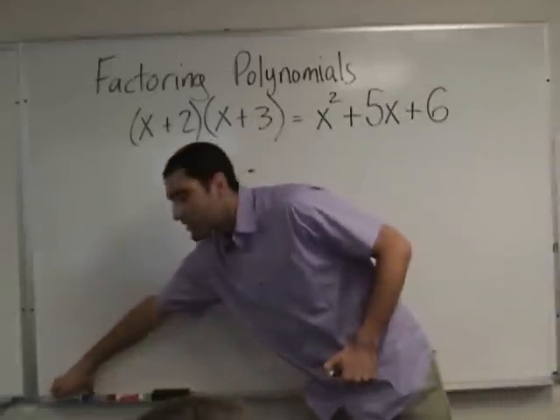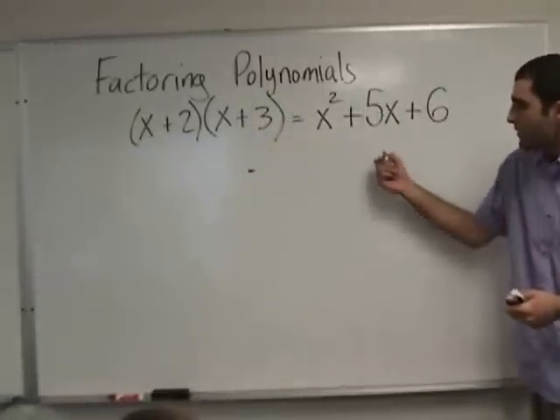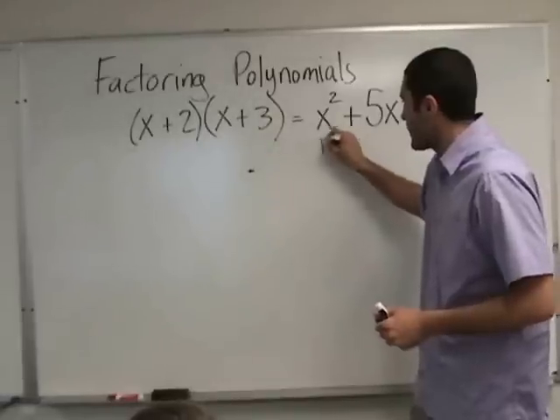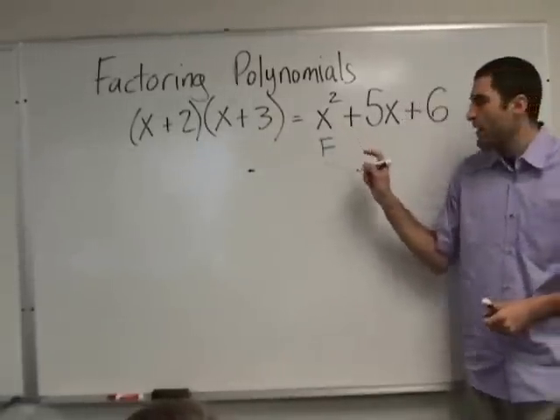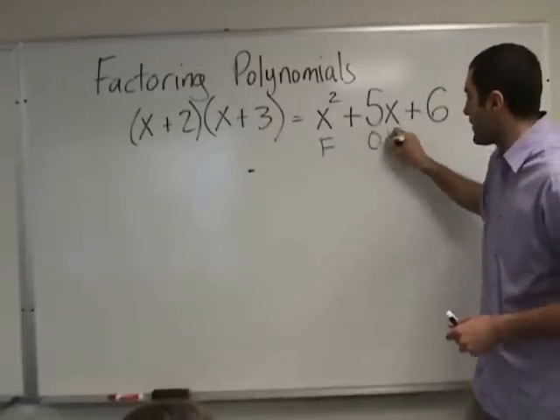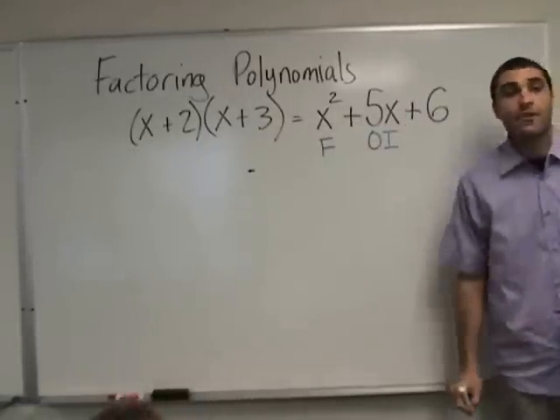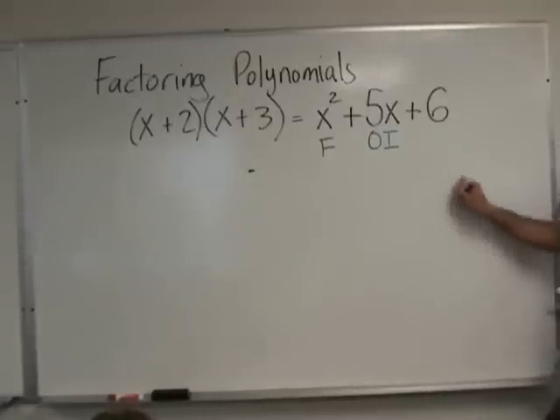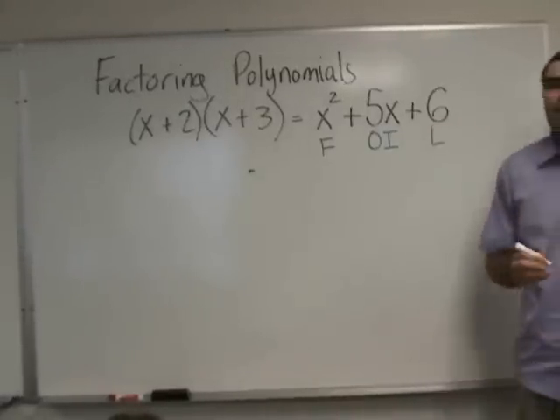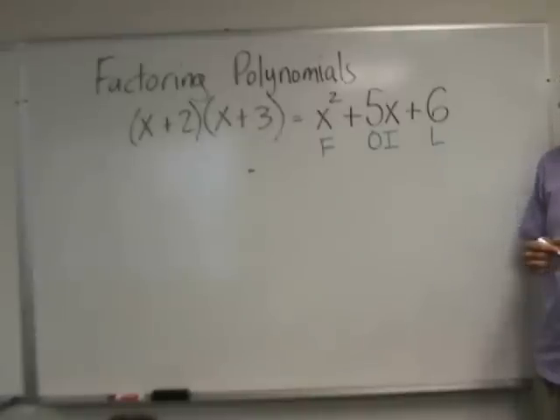So, just to make it clear, you probably know that this is the F term. 5x is O and I, the outer and inner terms added up. And 6 is the L.